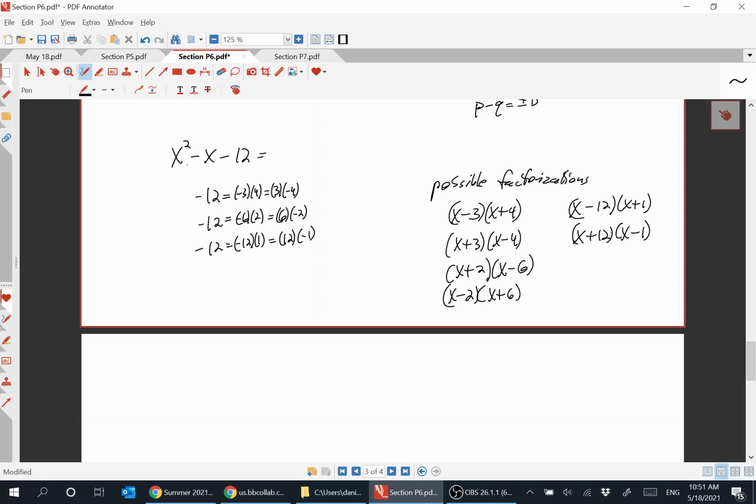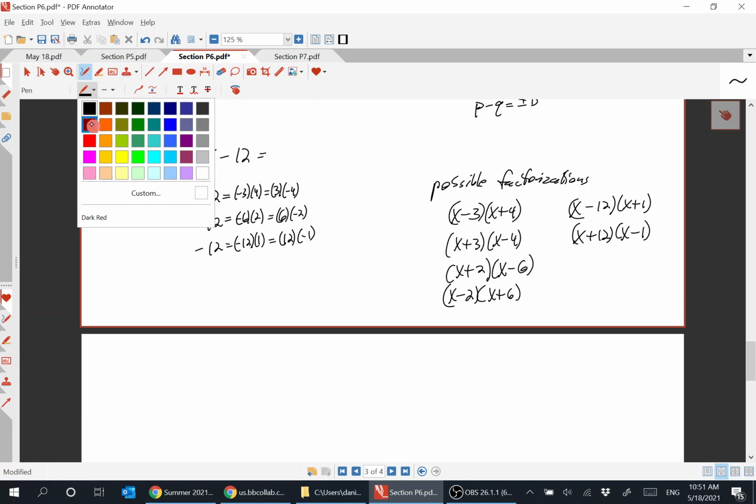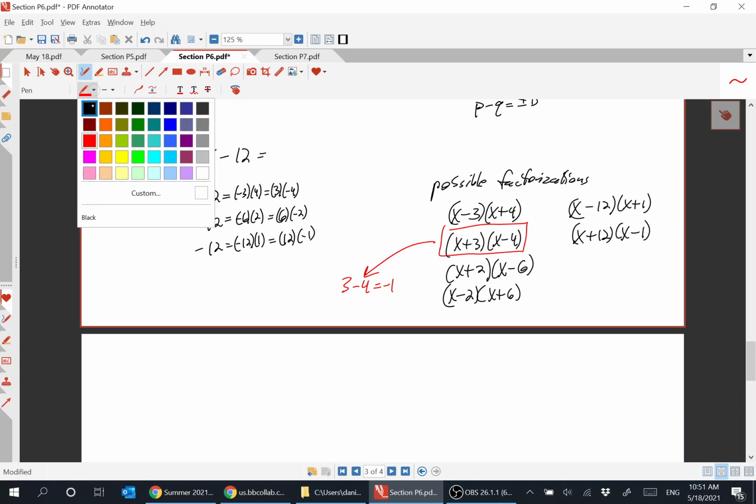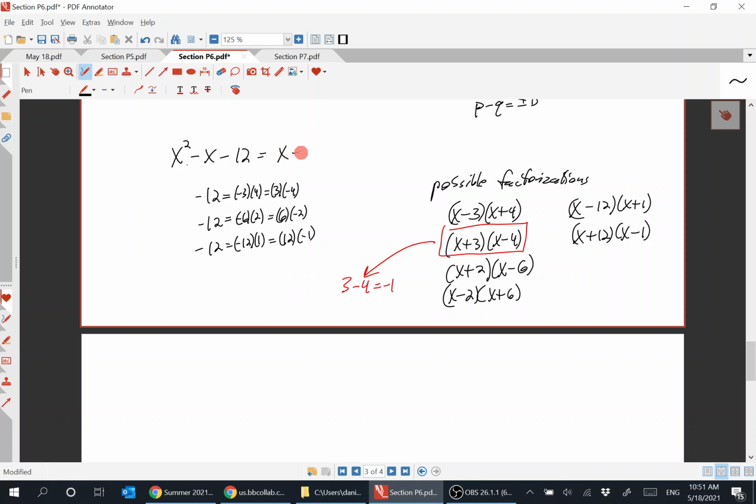Which one's it going to be? Well, it's got to be this one. No, it's not got to be this one. It's got to be this one. Because 3 minus 4 is negative 1. Right? 3 minus 4 is negative 1. And 3 times negative 4 is negative 12. So that's the factorization.